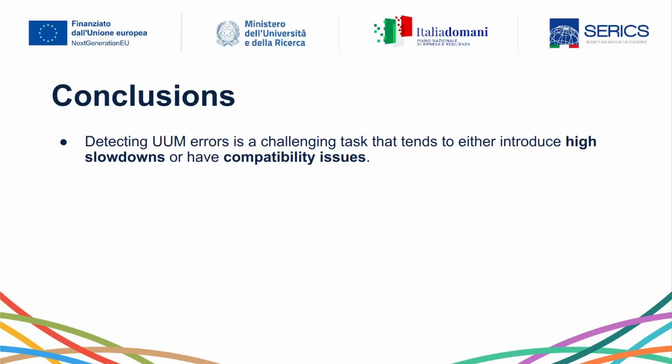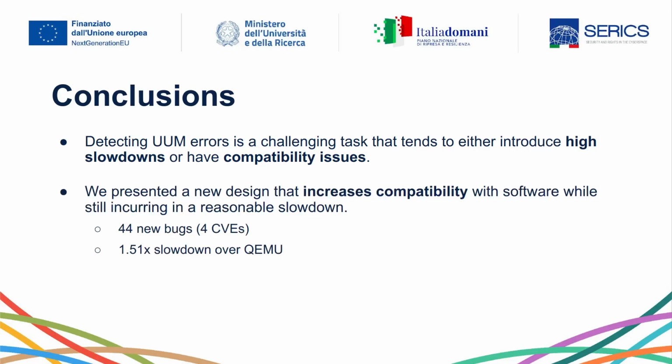So in the end, we can say that detecting use-of-uninitialized memory errors is a challenging task that tends to either introduce high slowdown or have compatibility issues. We presented a new design that increases compatibility with software while still incurring a reasonable slowdown. We detected 44 new bugs, for which 4 CVE IDs were issued, and we have a slowdown of 1.51x over the binary fuzzing baseline of QEMU.